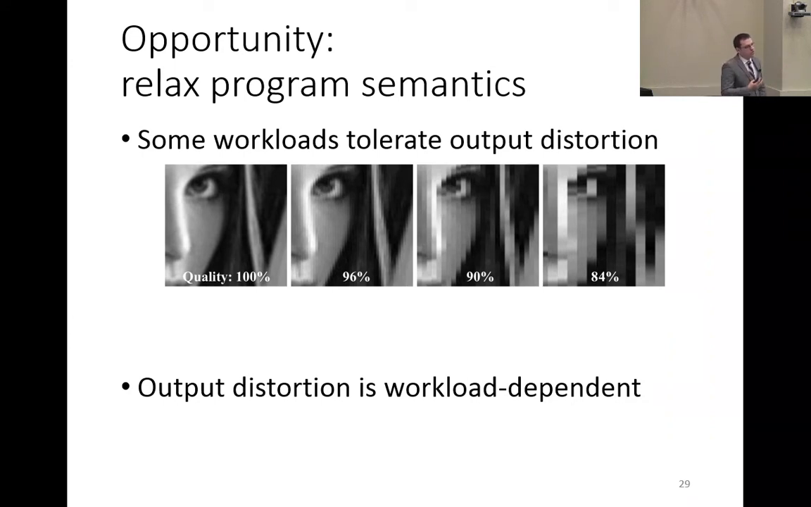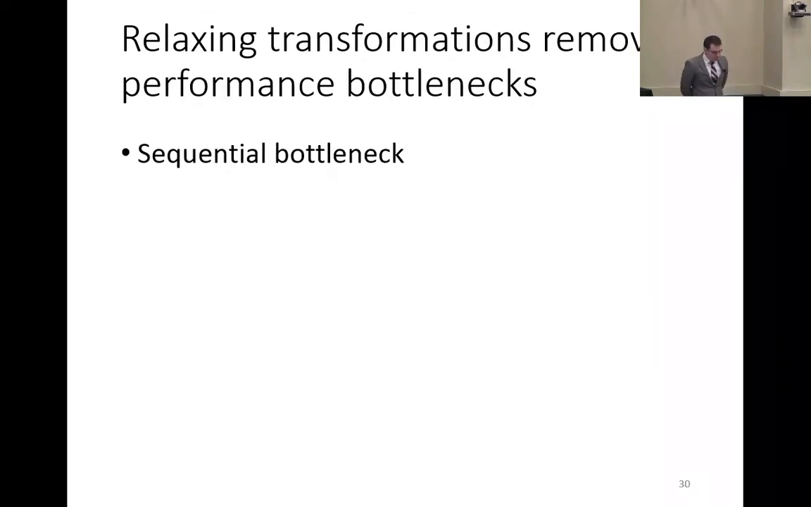But it's orthogonal to the key insight of this research. So the relaxing transformations in Helix App are designed to remove the bottlenecks we have in the parallel code generated by Helix to obtain ideal speedup. So the first question is, which kind of bottlenecks are we talking about? The first one, the most obvious one, is the sequential bottleneck, the one due to the dependencies.